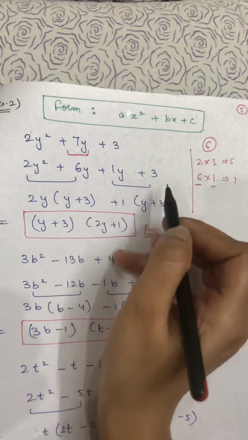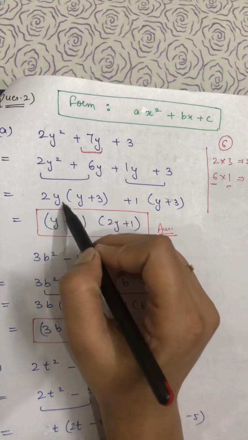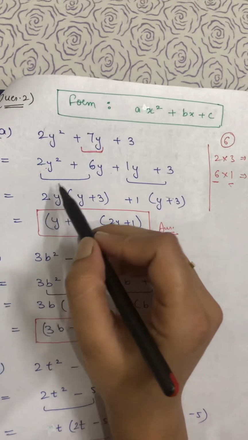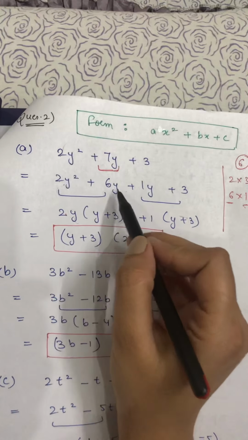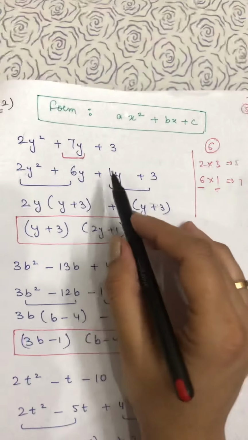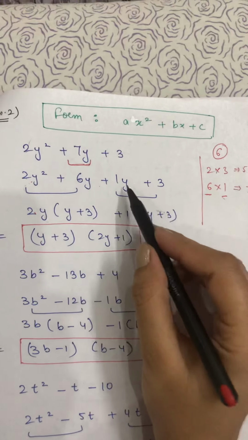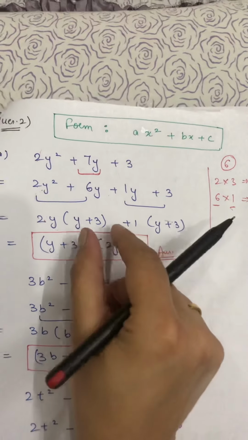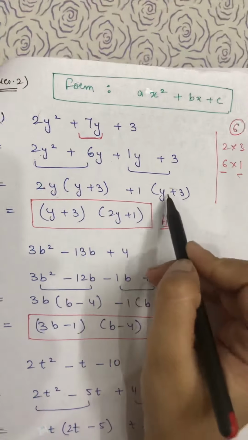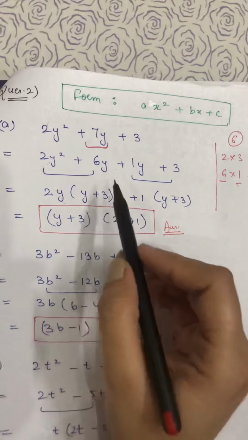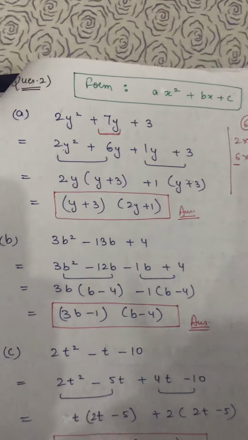Do pairing, take something common. Now in this you can take y common and 2 also common. So what is left? Only y is left, plus 2 3s are 6 is left, and y is outside, bracket close. Now here plus 1, only 1 is common. What is left? y plus 3 as it is. This one and this one, the bracket is the same now. So you can take this bracket common, and what is left in the next bracket? 2y plus 1 is left.